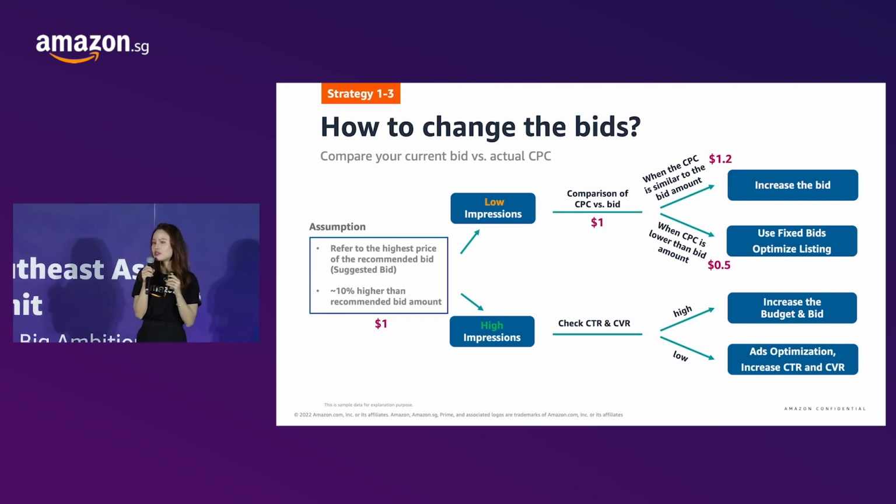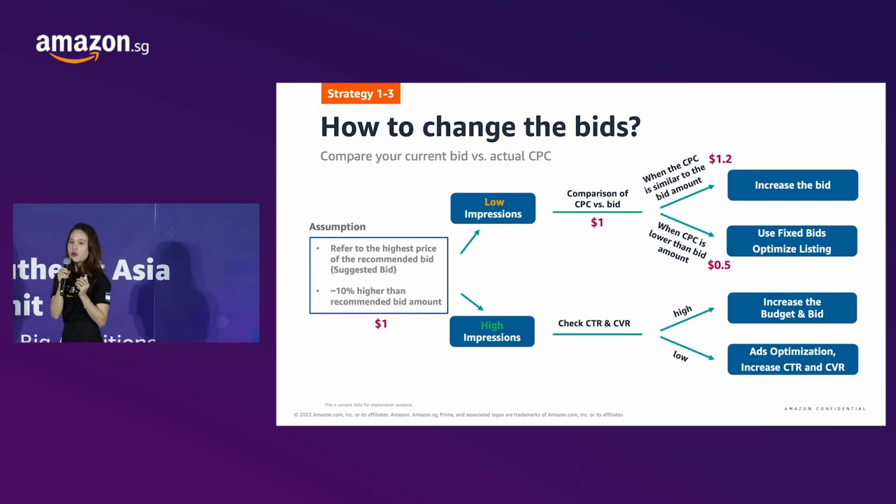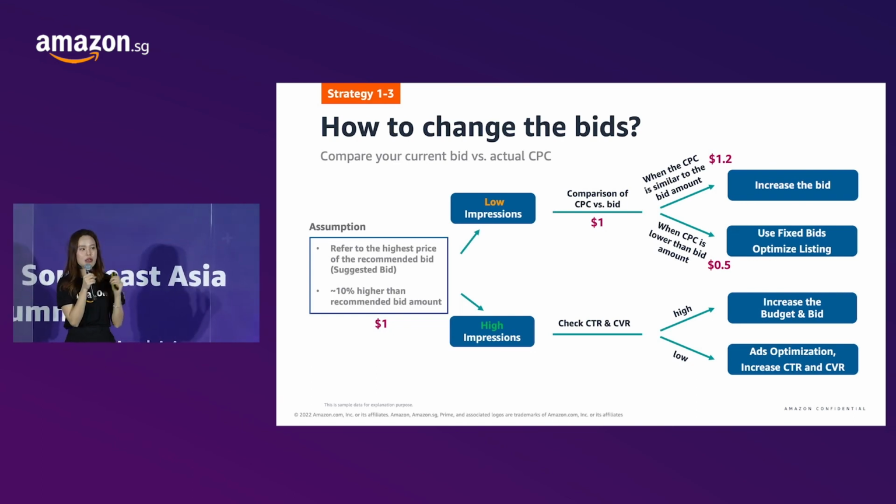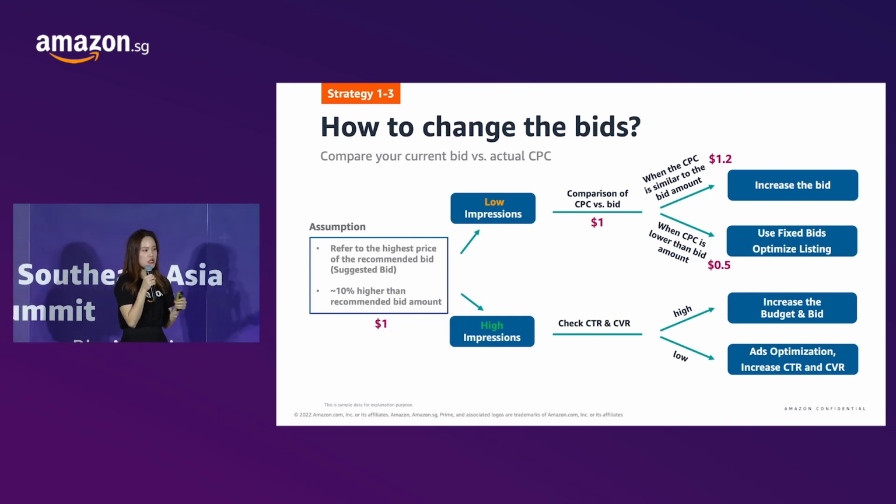So the important thing is this: how I change the bids is based on comparison of the current competition, the actual cost per click, and my bid, and how to raise or lower it.